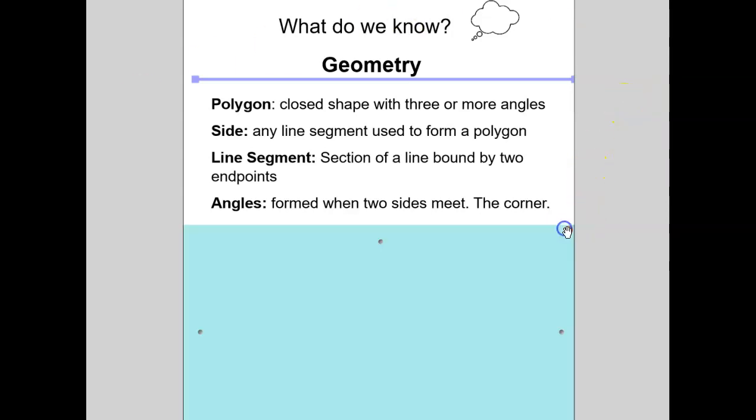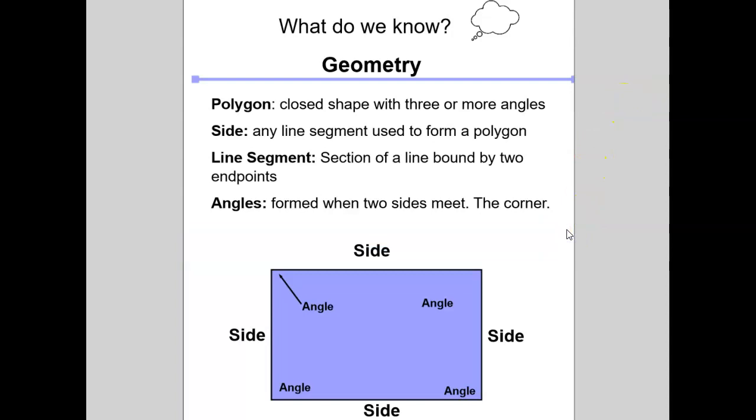Wonderful work. Compare yours to mine. You'll see that a rectangle has 4 sides. It has 4 line segments with endpoints. In any place the line segment changes direction, it's a new side. It also has 4 angles, which are formed when 2 sides meet or come together.